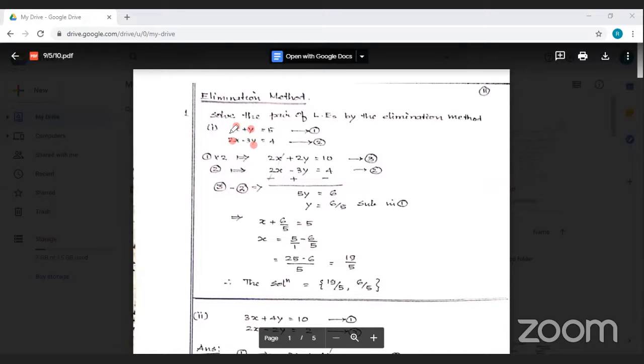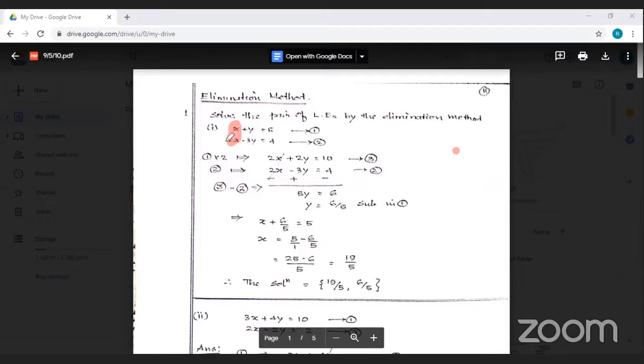So far you have seen the substitution method. Now we are going to solve the system of equations through the elimination method. Elimination is nothing but removing one variable. Which variable do we want to remove, x or y? Now I want to cancel x from both the equations.